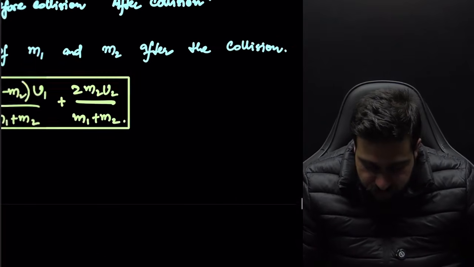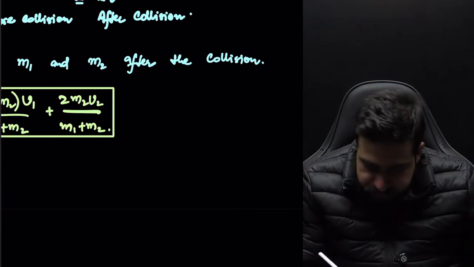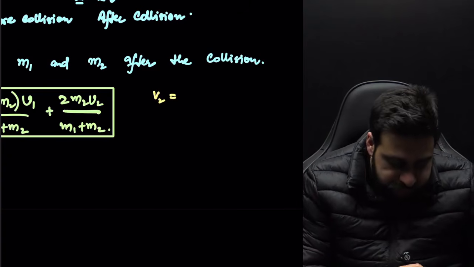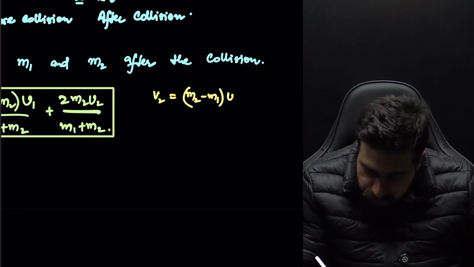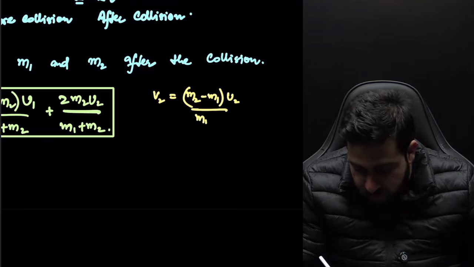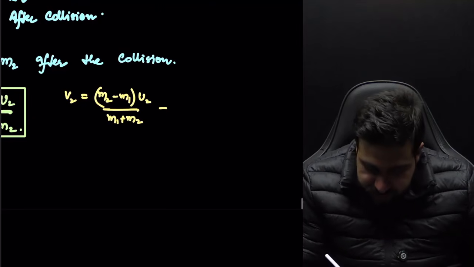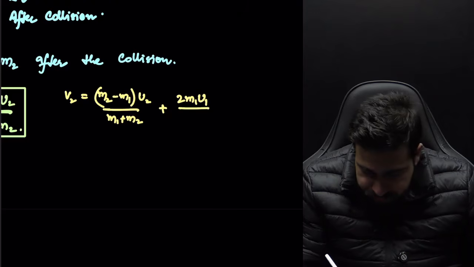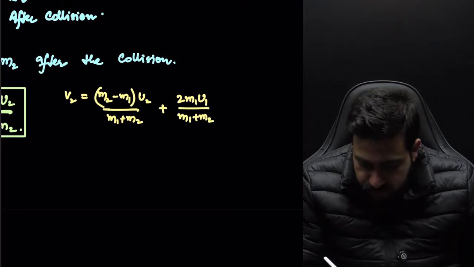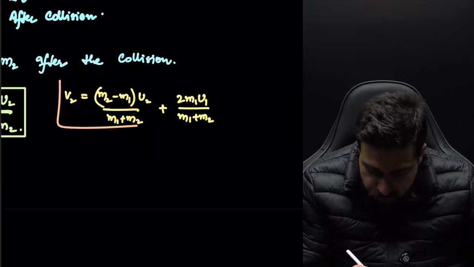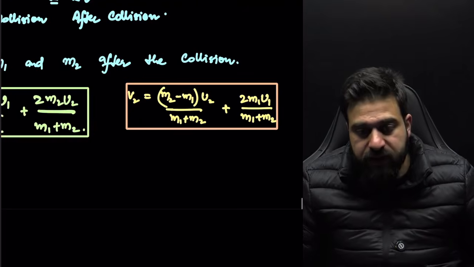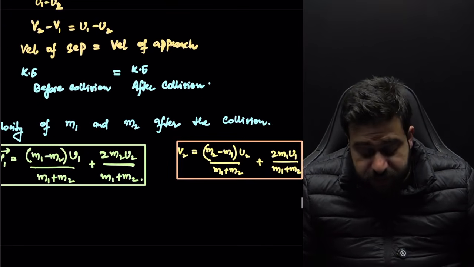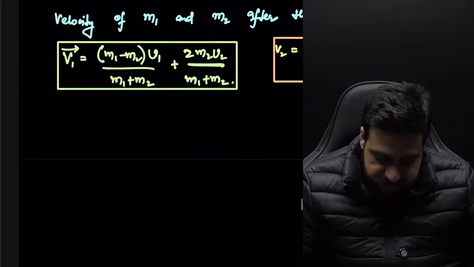Now let's write the velocity v2. v2 will come out to be (m2 minus m1) into u2 upon (m1 plus m2), plus 2 times m1 u1 upon (m1 plus m2). This is the velocity of the second mass after the collision. I hope this is clear. This is the velocity of the first and second mass.